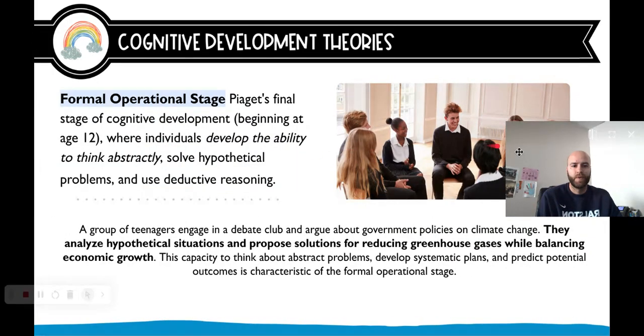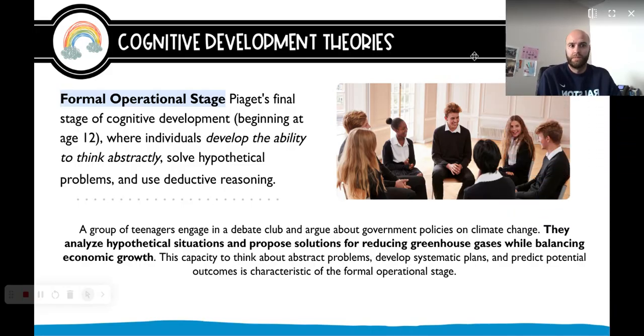Our last stage, the one that you're all in right now, hopefully, is the formal operational stage. And this is where individuals develop the ability to think abstractly, solve hypothetical problems, use deductive reasoning, and think in terms of what is right morally, what is just, maybe can you break a law but have a good reason? You could start thinking abstractly in that way, right? So a group of teenagers can start engaging in debate club and argue about government policies on climate change. They analyze hypothetical situations, propose solutions, reducing greenhouse gases and all of these things, right?